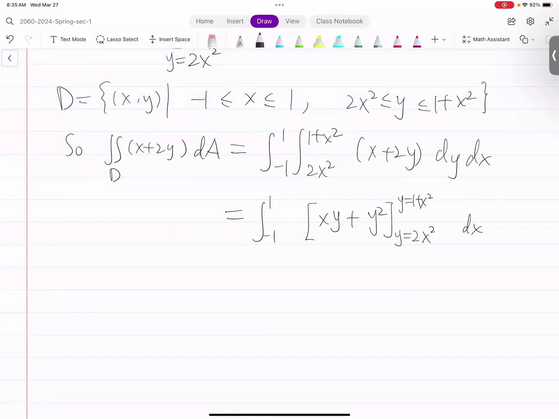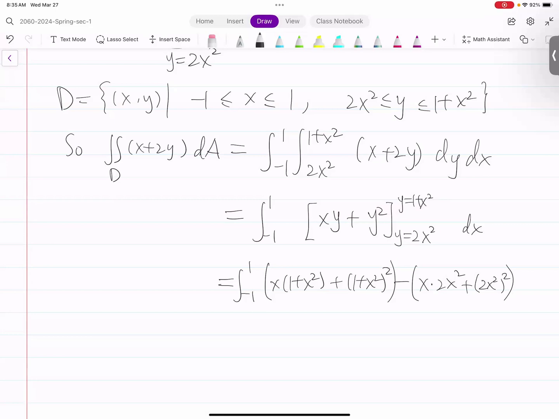Right, so now let's be careful. So this is the integral from -1 to 1. So we plug in and we have x times 1 plus x squared. So y, for the upper bound, we substitute y here. So 1 plus x squared, whole squared, minus. So yeah, let's keep it in a pair of brackets to indicate this is the evaluation at the upper bound and the evaluation at the lower bound. So x times 2x squared plus 2x squared, whole thing squared.